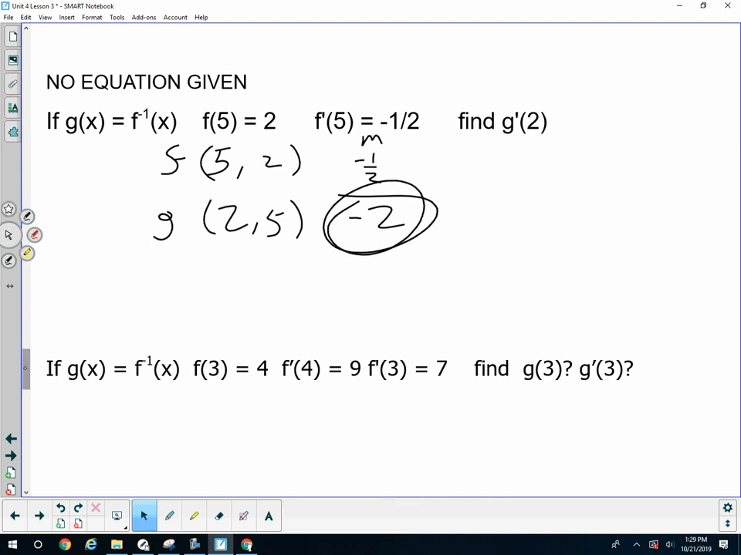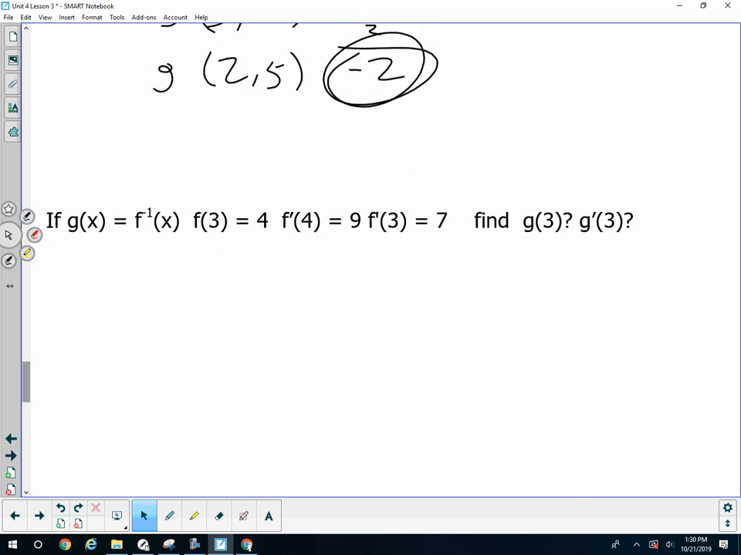Okay. Do the next one. What is g of 3 and g prime of 3? You start with g. I didn't give you enough information. I messed up. Change this to (4, 3). Sorry.